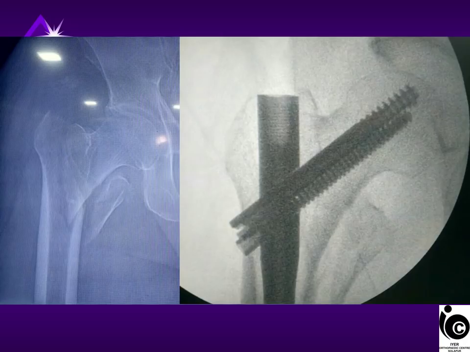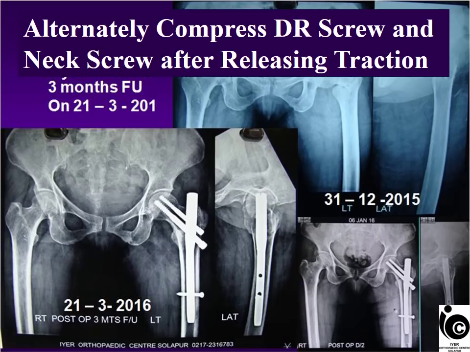You can insert it in such a way that there is no compression happening, or only 5 millimeter compression, or only 10 millimeter compression. If you want anything in between, again, this is not a very good implant. So friends, I always feel that alternatively compressing the derotation screw and the neck screw after releasing the traction by the surgeon in a PFN is the best implant, because you are the surgeon, you will decide how much to compress a fracture.